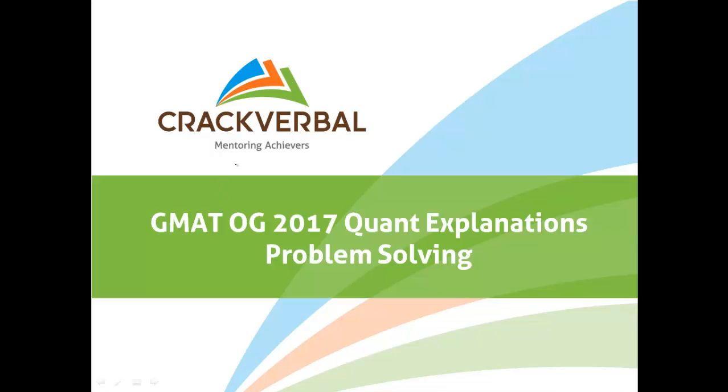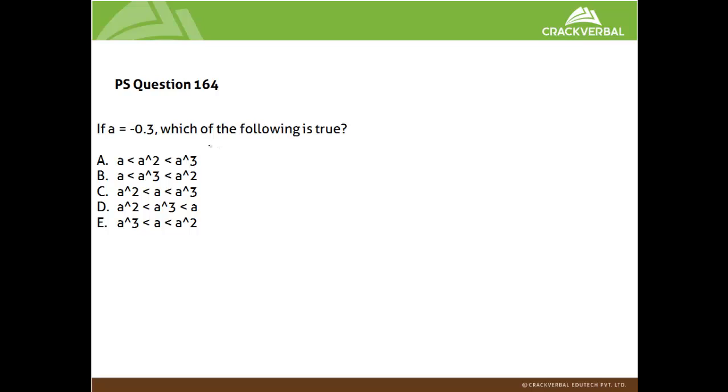Hi, in this video we will be discussing GMAT Official Guide 2017 edition Quant Problem Solving question number 164. Let's have a look at this question. If you look at this question, they have told A is equal to minus 0.3, right? Which of the following is true?